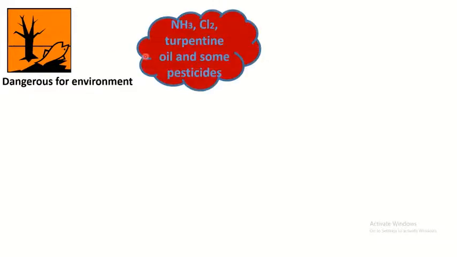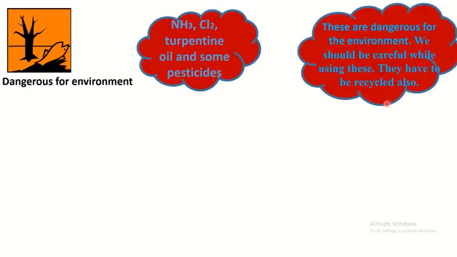Dangerous for environment. This type of sign is given for this type of chemicals. They are ammonia, chlorine, turpentine oil and some pesticides. These are dangerous for the environment. We should be careful while using these. They have to be recycled also. That means after using them, if they are recycled, then they will not go to the environment and they will not pollute the water or air or soil.